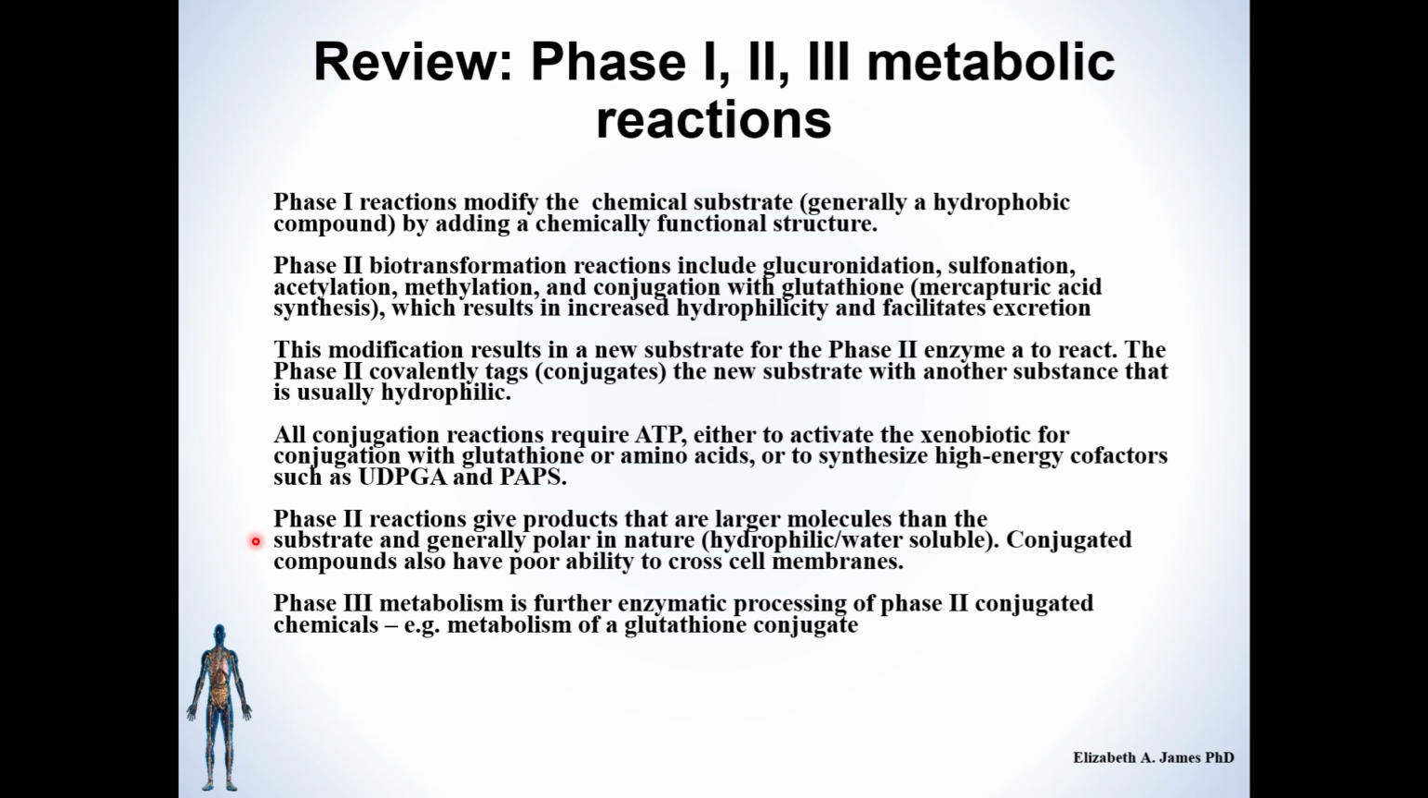In phase two reactions, they give products that are larger molecules than the substrate and usually generally polar in nature. They become conjugated compounds, also have poor ability to cross cell membranes. And I should probably say poorer ability than the original compound. In phase 3, metabolism is further enzymatic processing of phase 2 conjugated chemicals, and it also affects transport of these chemicals through selective transport mechanisms.